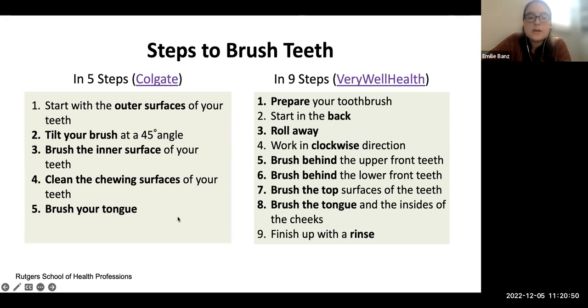And also being specific about certain language and terminology you're using, right? So this one, and someone else in the chat box also talked about the 45-degree angle, right? But what does that even mean? What does that look like in the mouth when you're brushing your teeth, right? Also, this one from Verywell Health is very specific in terms of brushing behind the upper front teeth, brushing behind the lower front teeth, brushing the top surfaces of the teeth, brushing the tongue and insides of the cheeks.